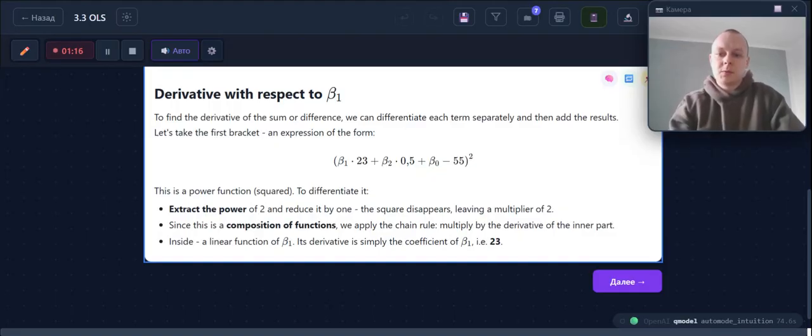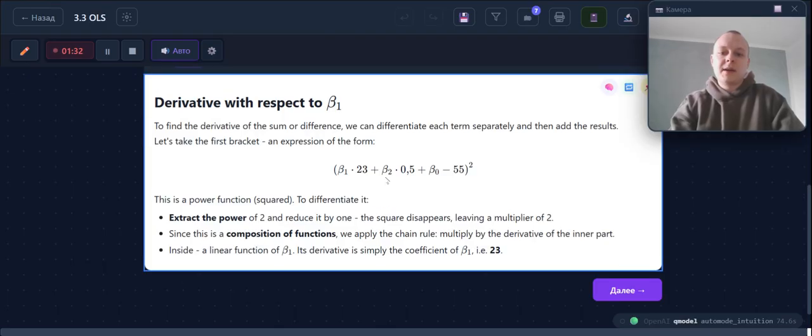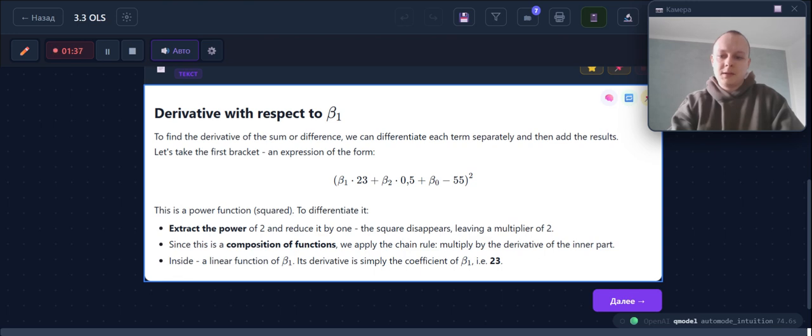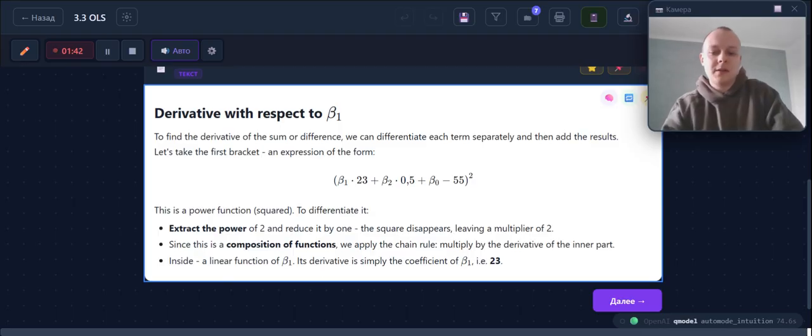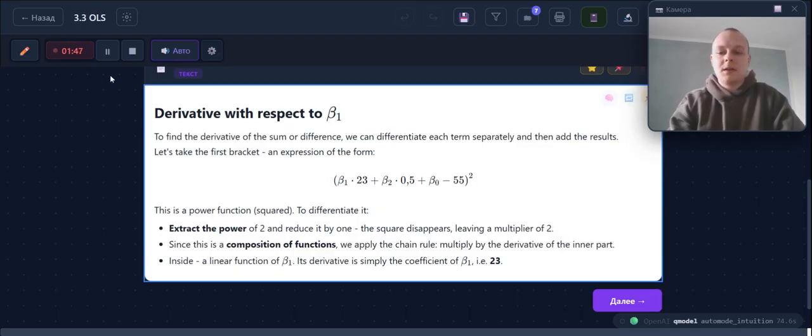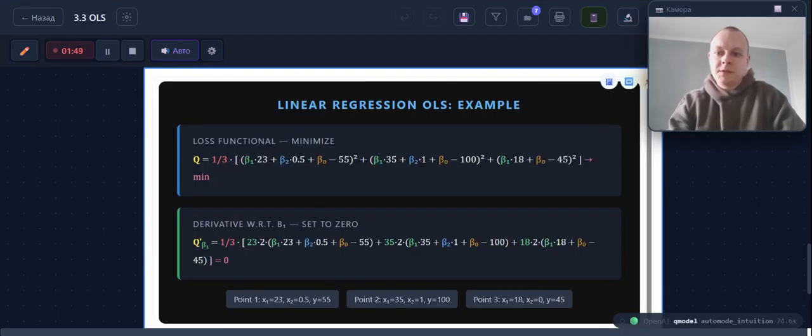This is a power function, squared. To differentiate it, we take the power of 2, reduce it by 1, and the square disappears, leaving a multiplier of 2 right here. Since this is a composition of functions, we apply the chain rule. We have to multiply by the derivative of the inner part. Inside is the linear function of b; its partial derivative with respect to b1 is simply the coefficient of b1, x23. So our derivative of the function will look like this.